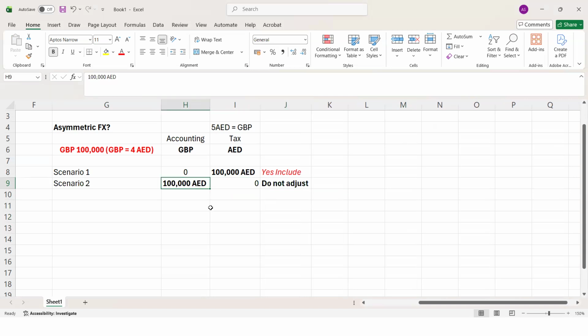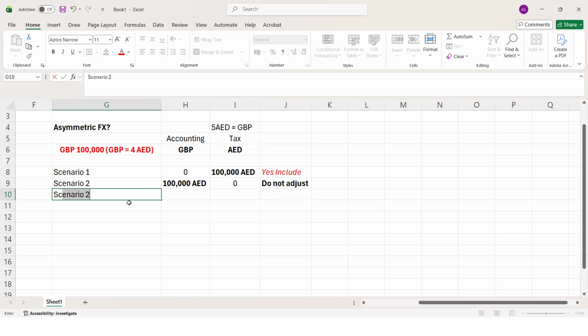Okay, if it is the reverse, if accounting income already has this but tax does not, then you can keep it that way. This is called an asymmetric foreign currency gain or loss. They are specifically doing this to match it with the tax amount. In such a case, do not make any kind of changes.